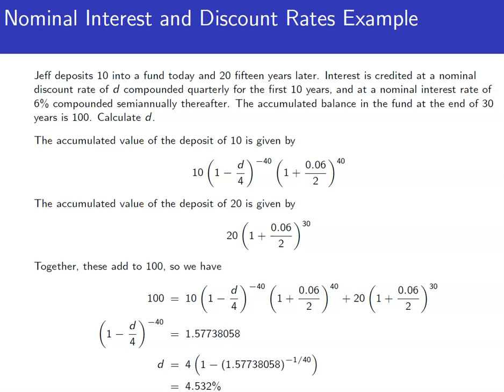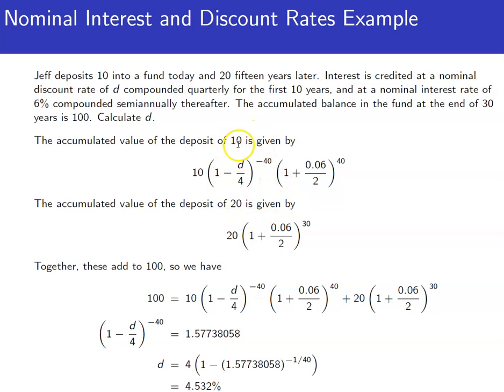For the first 10 years, interest is credited at a nominal discount rate that's been compounded quarterly. And then after that time, for the next 20 years in essence, because we're looking at the balance after 30 years, the interest will be credited at a nominal interest rate of 6% compounded semi-annually. We're told that after that 30-year period, the balance is 100, and they ask us to calculate the nominal discount rate. Okay, so looking at our accumulation factors.